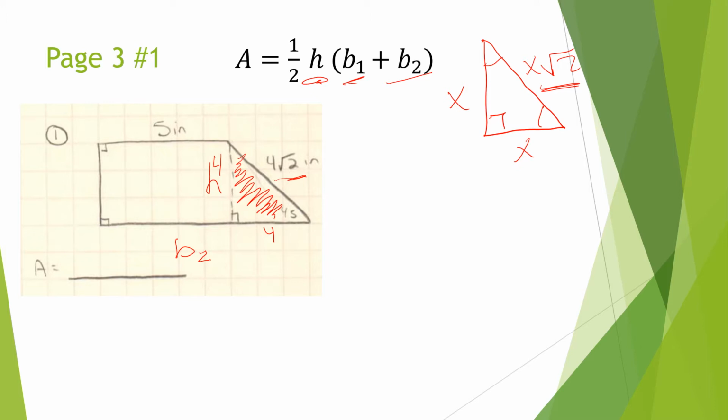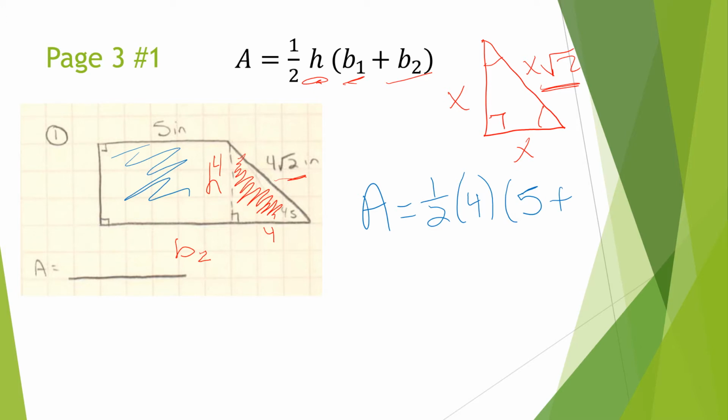The height is now 4, so it's going to be area equals half the height, which is 4, and then B1 and B2. Well, we already knew the top base was 5, and the other one is going to be 9 because this is a rectangle. So since that's 5, this is 5, making the entire base 9. And then we can find the area.